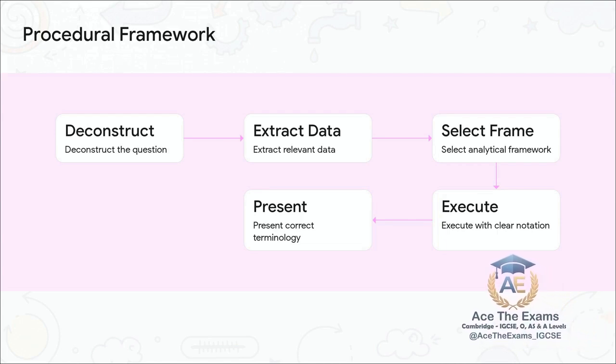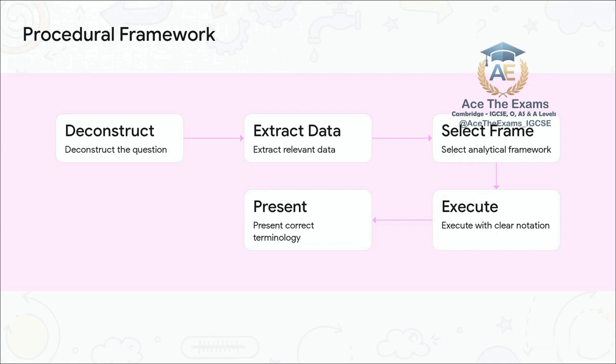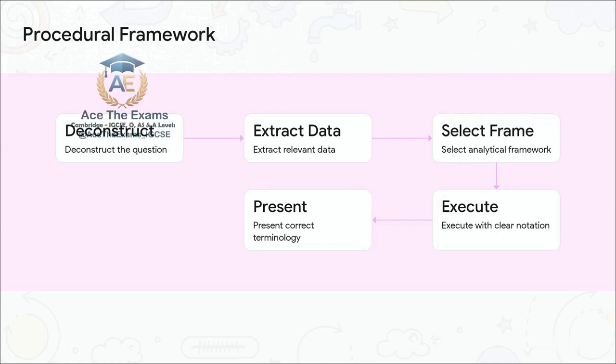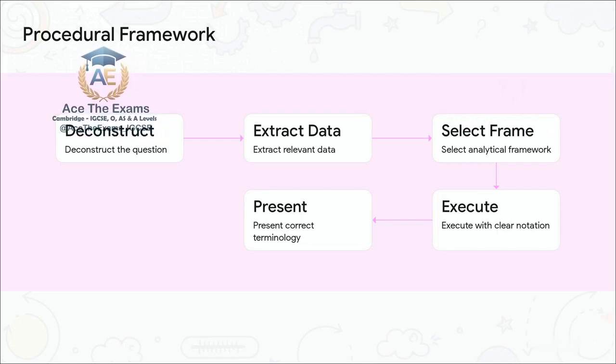Step 3. Select your analytical framework. Are things directly proportional or inversely proportional? Do you need the chain rule here? Decide before you write. Step 4. Execute with clear notation. This is huge. Write dv/dt, not just a messy v prime that looks like a smudge.